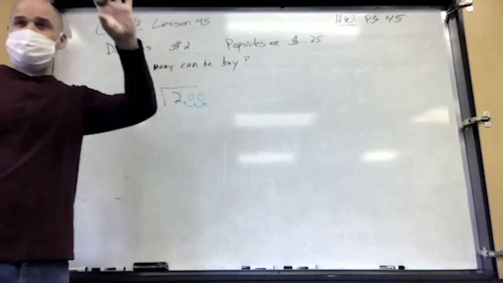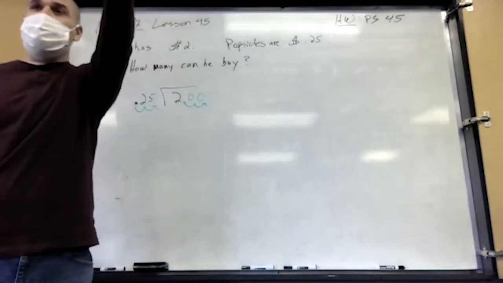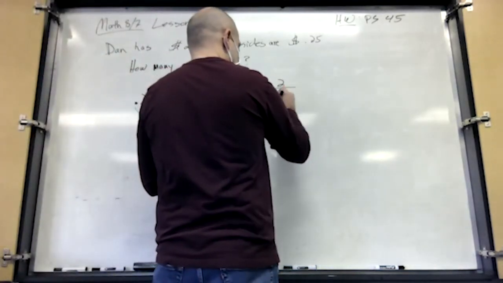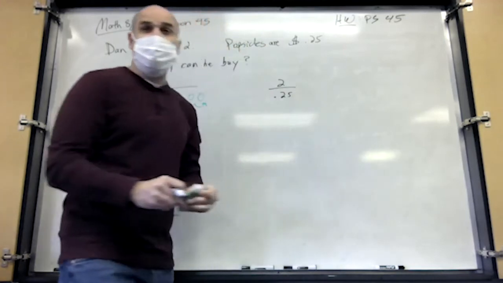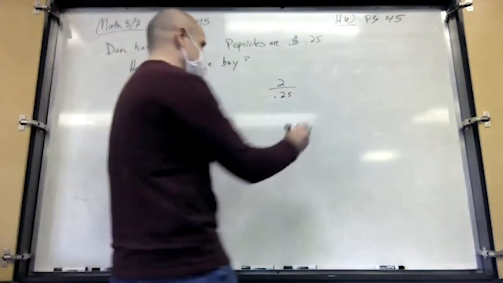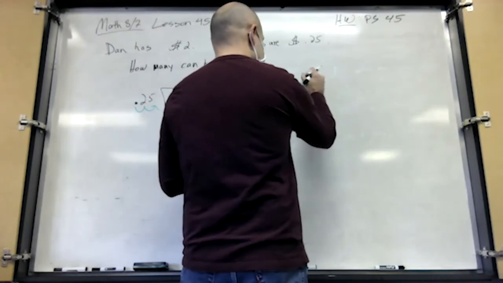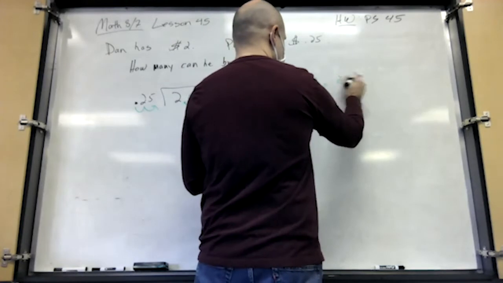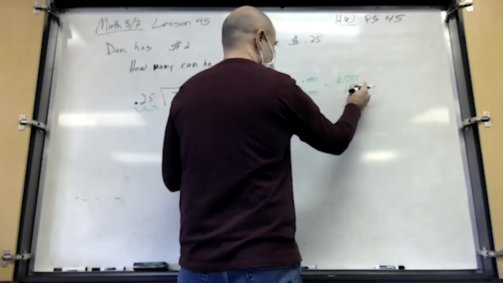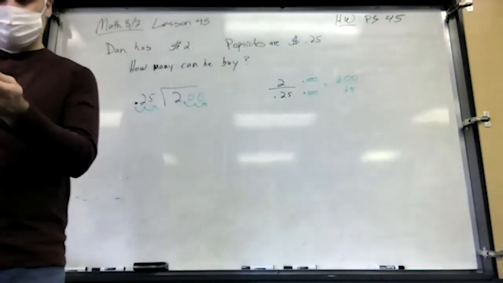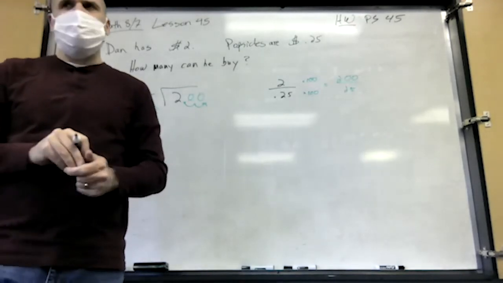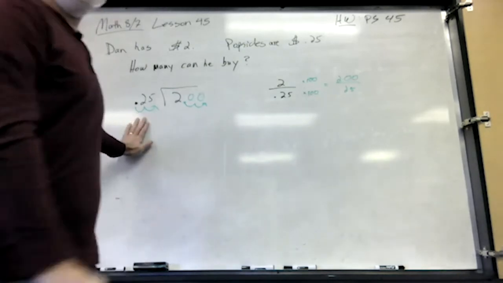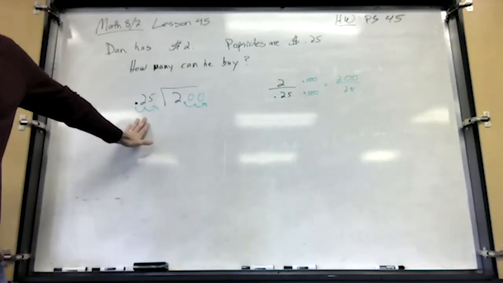Remember the other way to write a division problem is 2 over 0.25, right? Well, remember the golden rule for fractions, you can multiply the bottom by anything as long as you multiply the top by the same thing. So this is 200 divided by 25. This is the same division problem. Okay? So how do you divide by decimals? The answer is you don't. Change that decimal to a whole number, to a counting number.